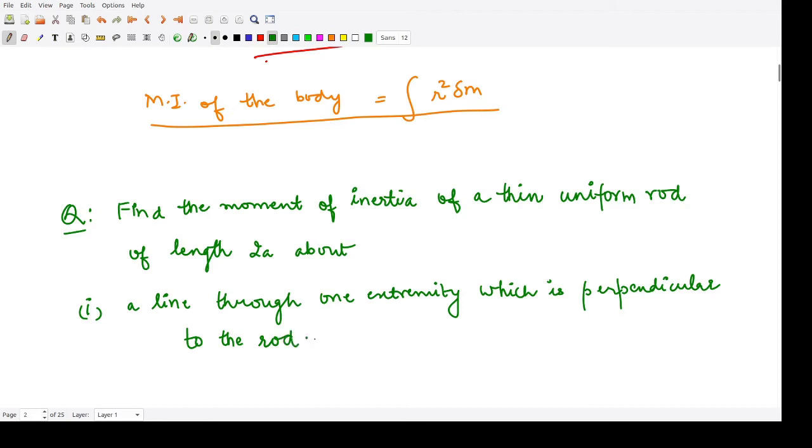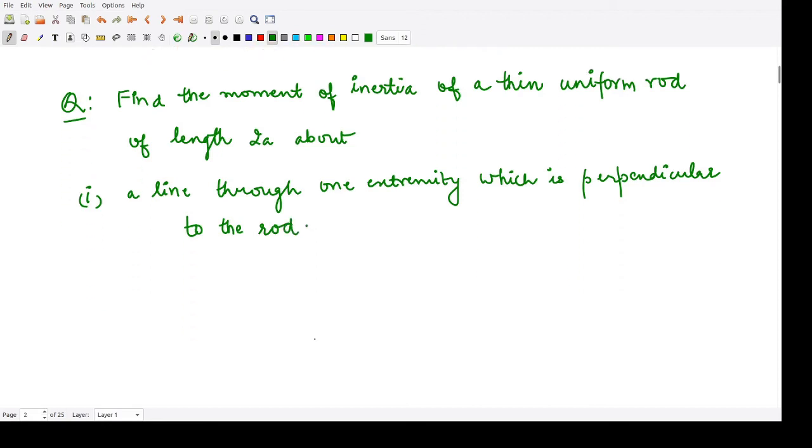Firstly, we'll see the moment of inertia when we want to calculate it through a line which is perpendicular to the rod and passing through one extremity of the rod. That means it is passing through one end of the rod. Let us first see the solution for this one. How do we calculate the moment of inertia in this particular case?